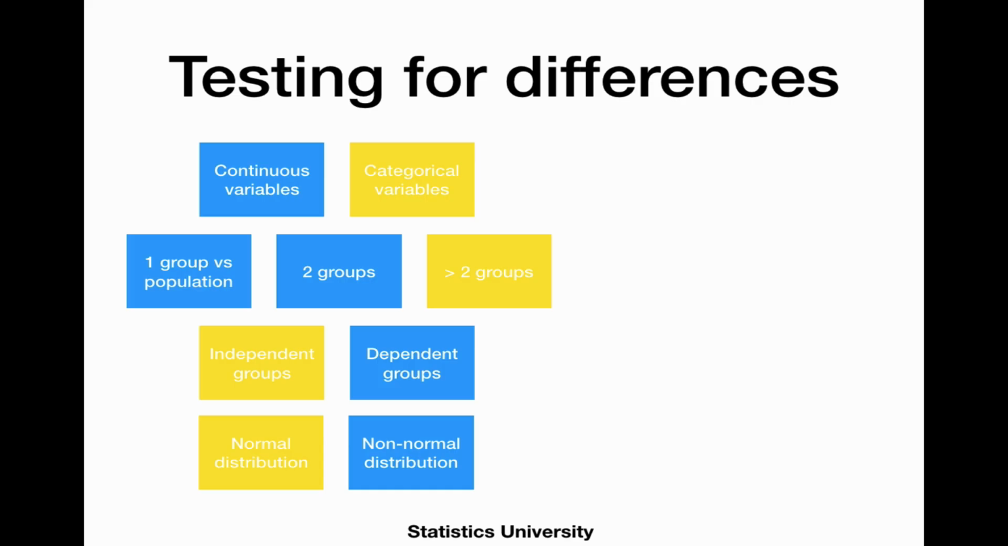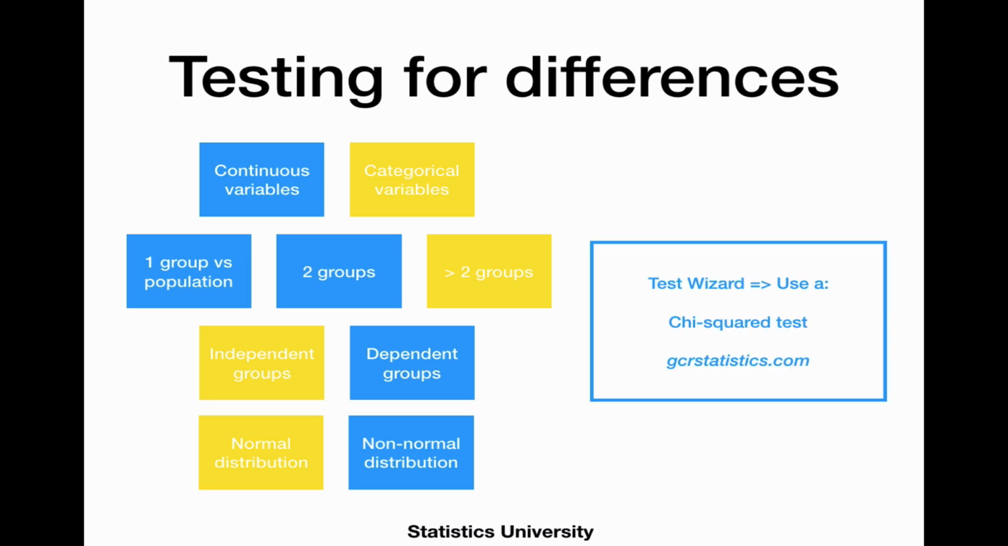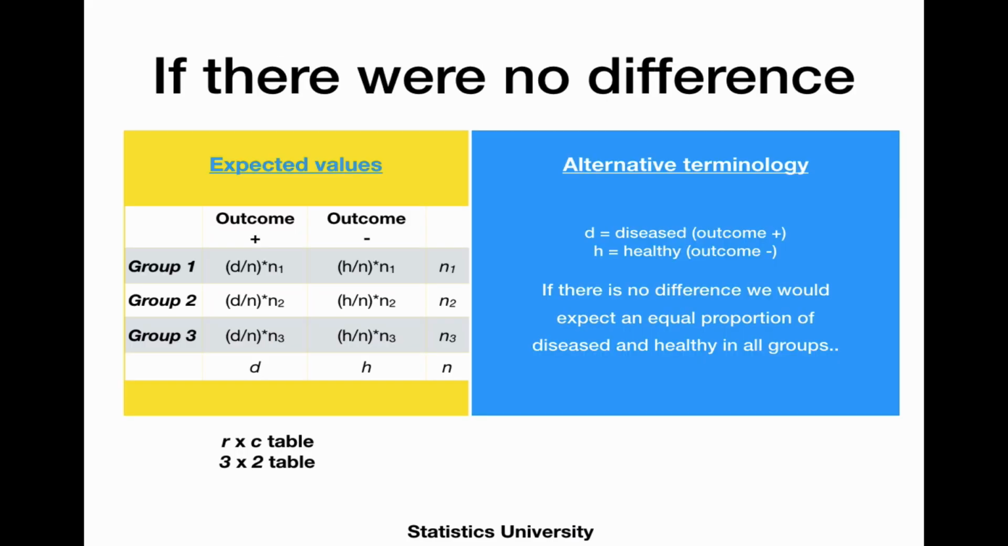We can also test for differences in more than 2 groups with regard to their proportion if these groups are independent and show a normal distribution. And for that, we also use the chi-square test. But here we just extend the number of rows in the 2x2 contingency table, and we talk about an R by C table, where R stands for the number of rows and C the number of columns. And here we have depicted a 3x2 table.